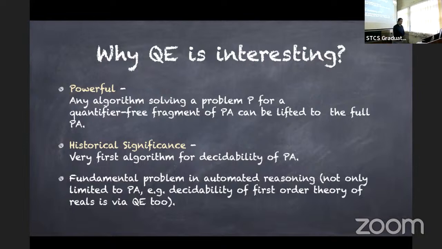The quantifier elimination is a technique that dates about 200 years back. And that is why it's a fundamental problem in automated reasoning. It's not limited to Presburger arithmetic. The decidability of the first-order theory of reals is also obtained this way, and that's the most optimal complexity-wise that we know.